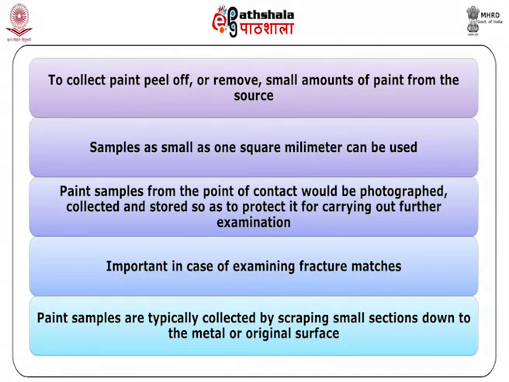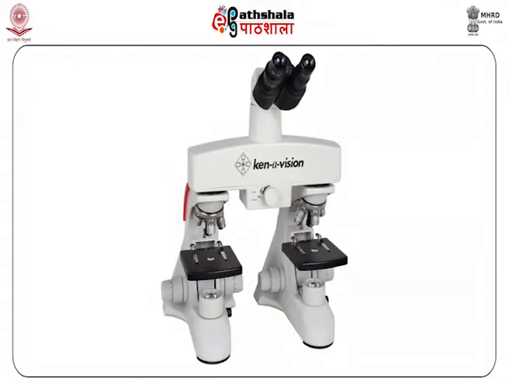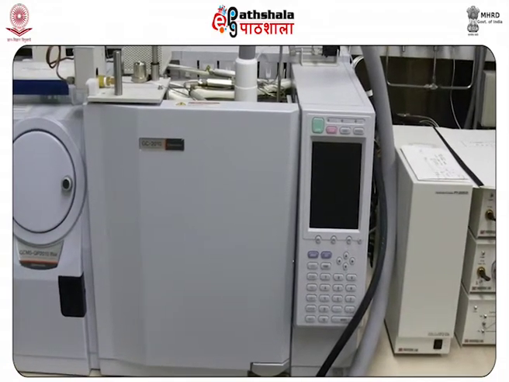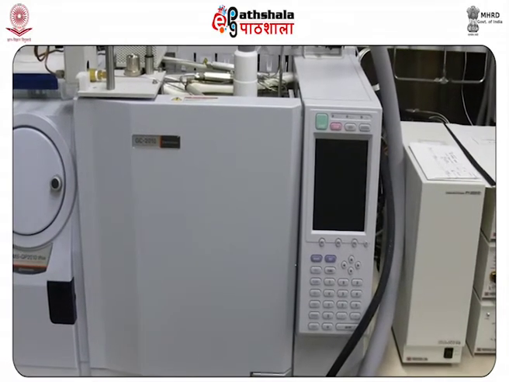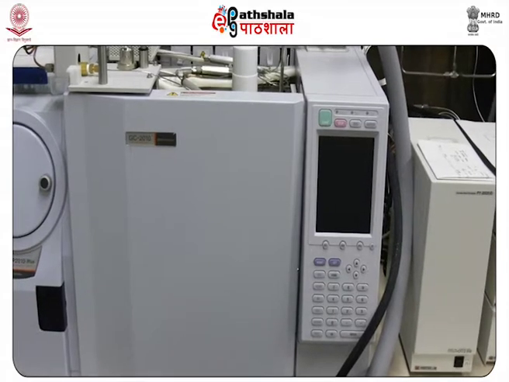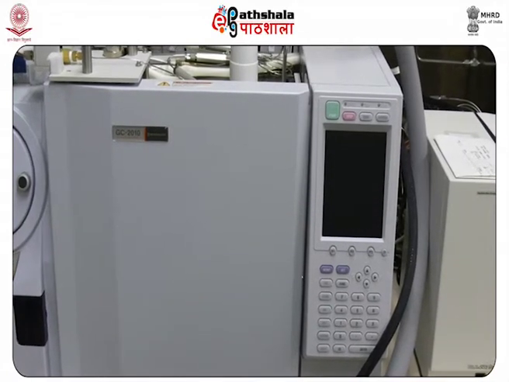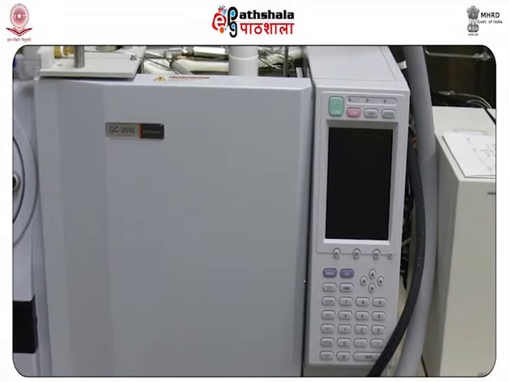Paint samples are typically collected by scraping small sections down to the metal or original surface, or using tweezers to collect chips already dislodged. Analysis. Powerful comparison microscopes are used to compare colors, thickness, layer patterns, and luster, or to match fragments and tears. Chemical testing, such as pyrolysis gas chromatography, can be used to determine chemical composition, colors, pigments, and other qualities. Analyzing automotive paint can identify the make, model, and sometimes the year of a vehicle.